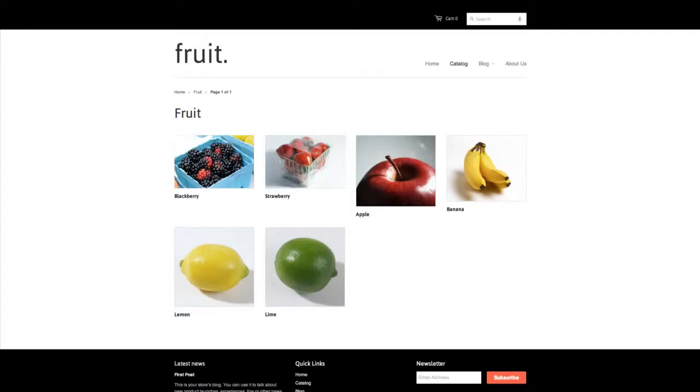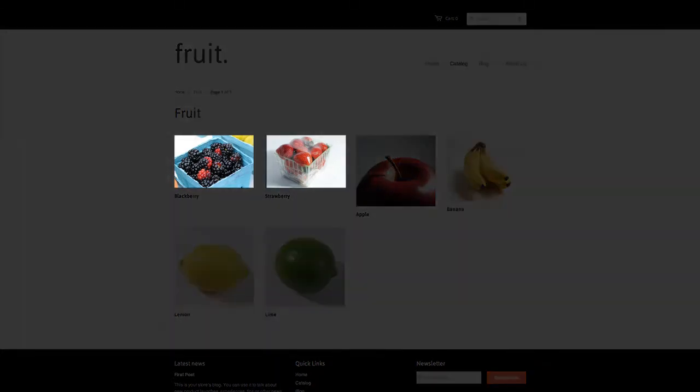Hi everyone. Today we're going to talk about aspect ratios. If you've ever wondered why the items on your collection pages are different sizes, it's probably because they have differing aspect ratios. The aspect ratio refers to the ratio between the height and the width of an image. In order for all the items on your collection pages to have the same size, the product images will need to have the same aspect ratio.